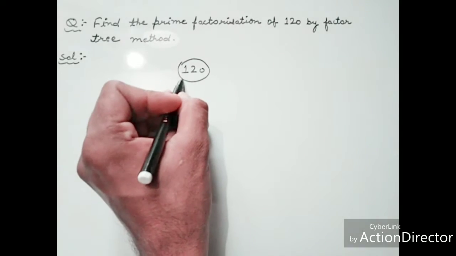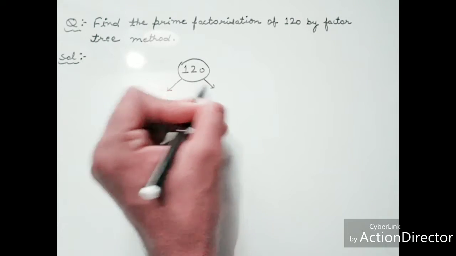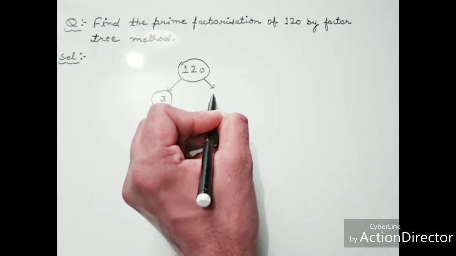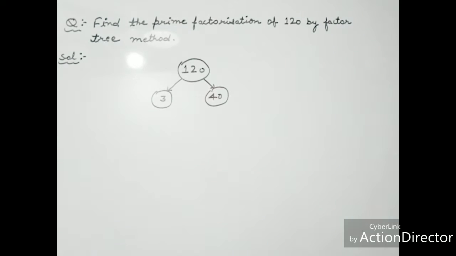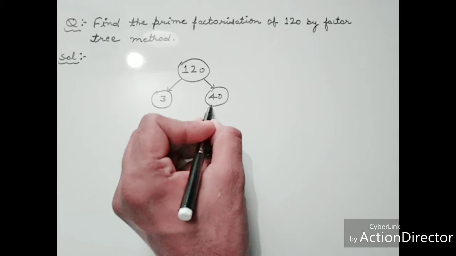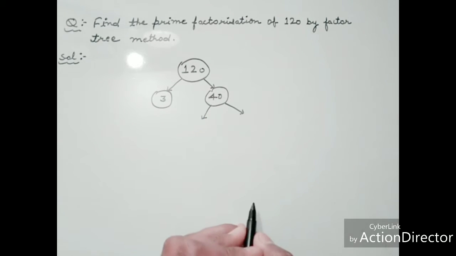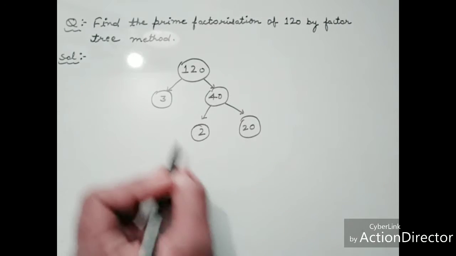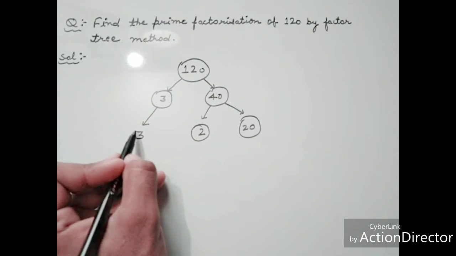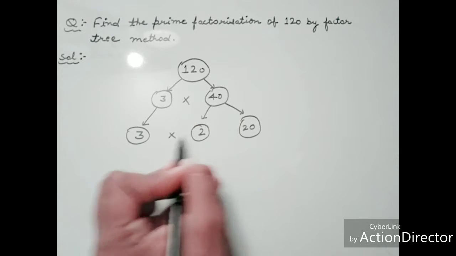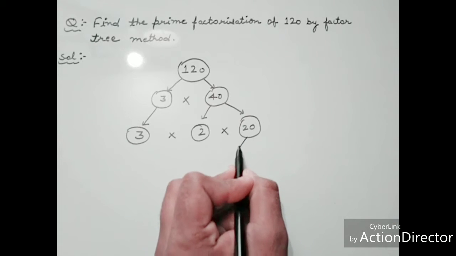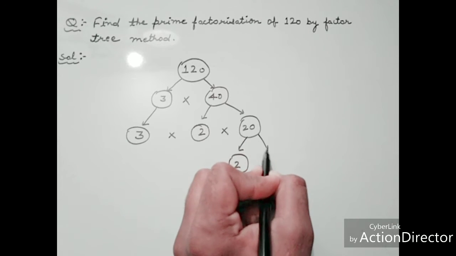Now we factor this 120 in two parts. 4 3s are 12, 40 3s are 120. Now here again we factorize this 40. So 2 20s are 40. So again we write this 3 here, and between these we mark the multiply symbol. Now again we factorize this 20. 2 10s are 20.